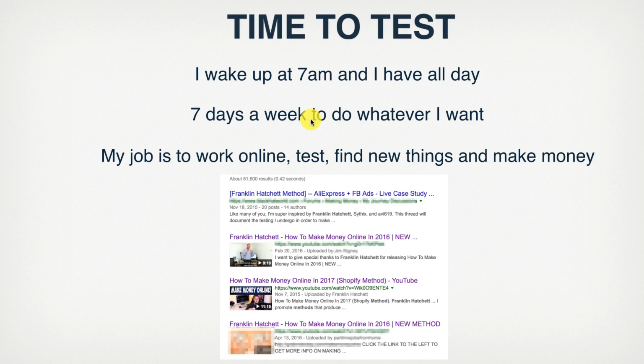I wake up at 7 a.m. I have all day, 7 days a week to do whatever I want. So I test a lot of things. And that's how I get to the point where I find things that work for me. My job is to work online, test, find new things, and make money.